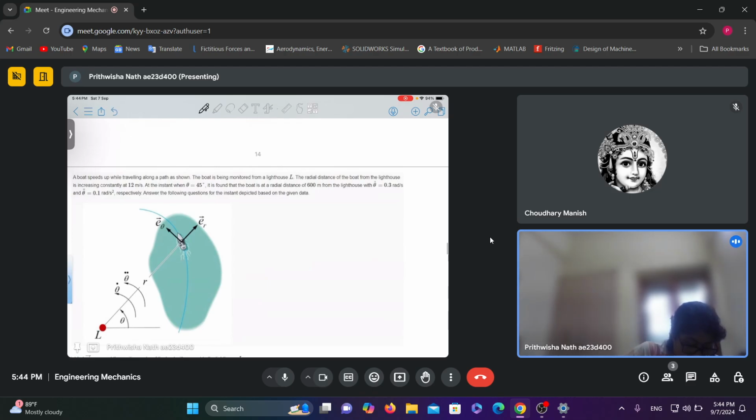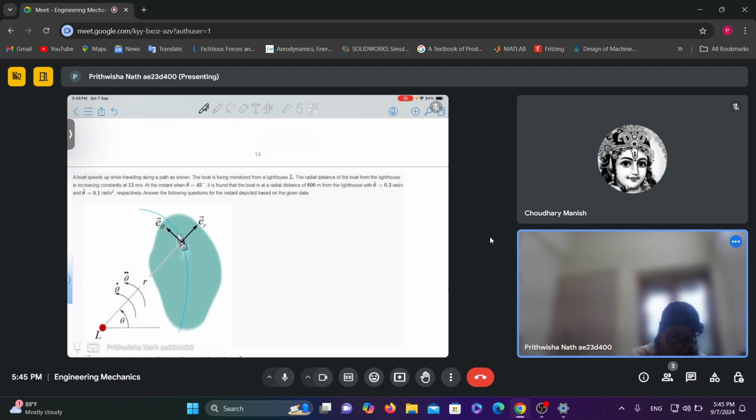So the next problem. A boat speeds up while traveling along a path as shown. The boat is being monitored from a lighthouse L. The total radial distance of the boat from the lighthouse is increasing constantly at 12 meters per second.